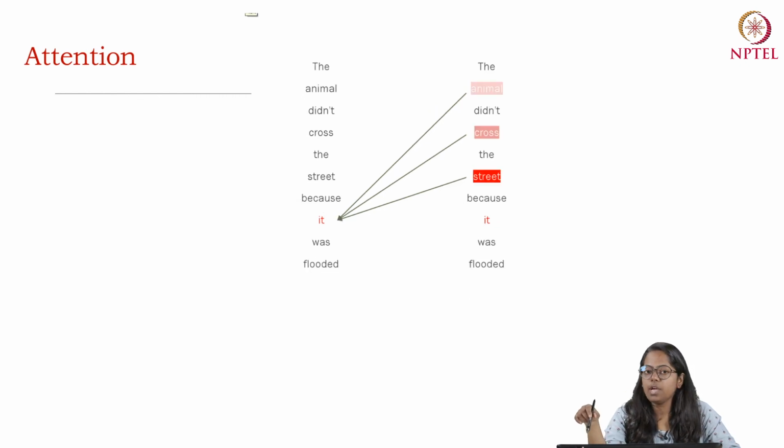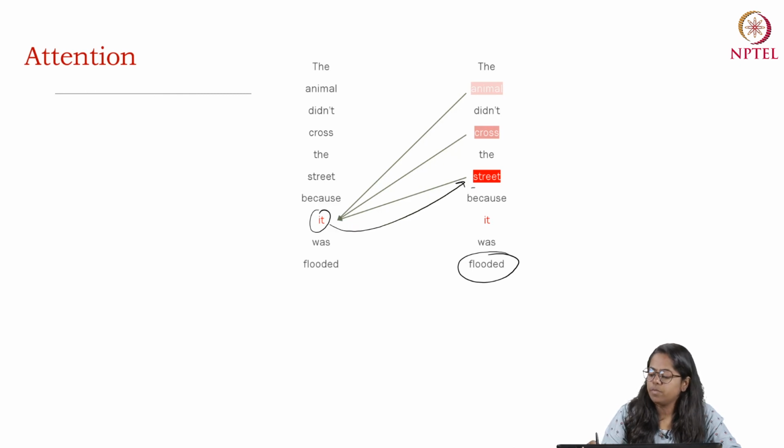And in the second scenario, the animal didn't cross the street because it was flooded. We know since we have flooded here, the word it should refer more to the word street, right? So this kind of weighting is done by this module of attention that we have. So again, not going into the mathematics of it, just the intuition behind it. Basically, attention is something that is used to give weights to our context, that is how much attention we want to give to the different words that are present in the context.